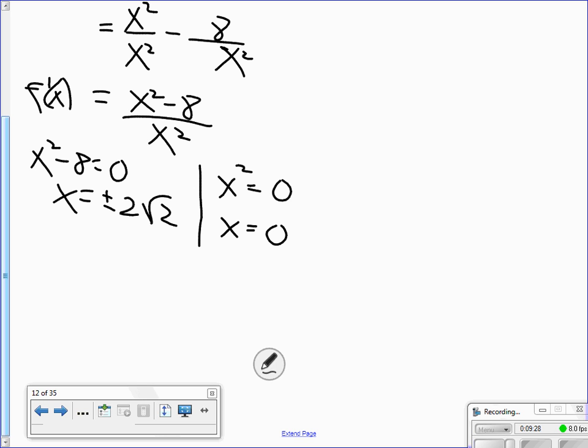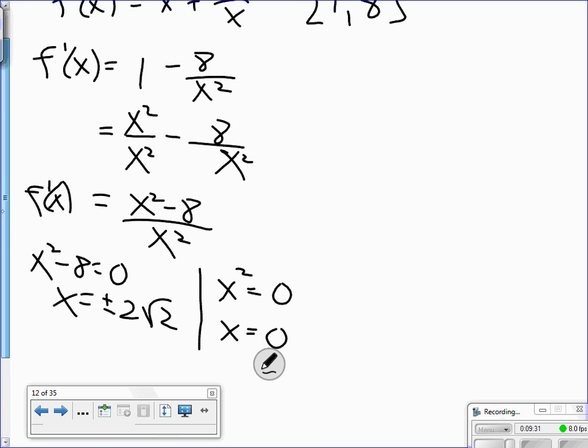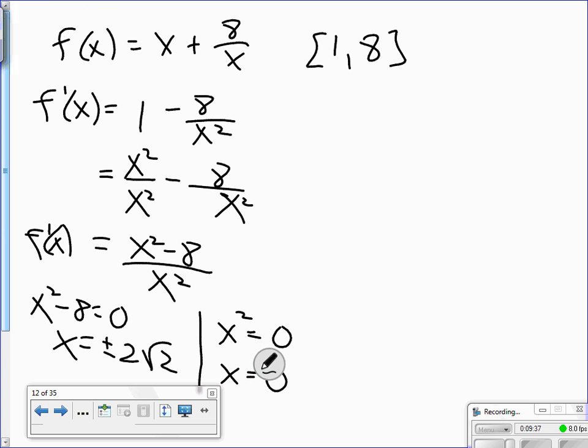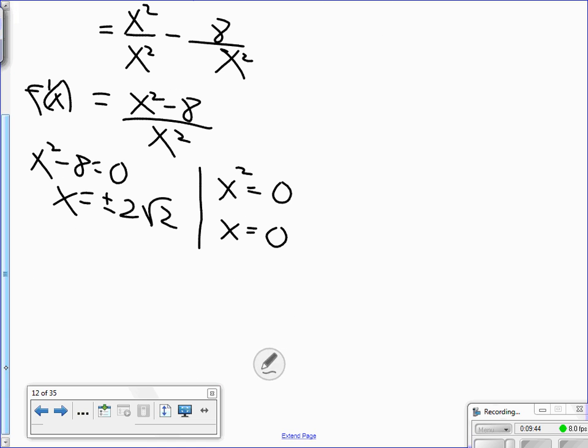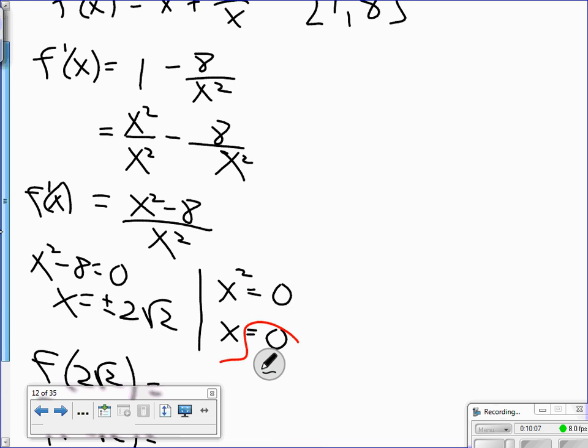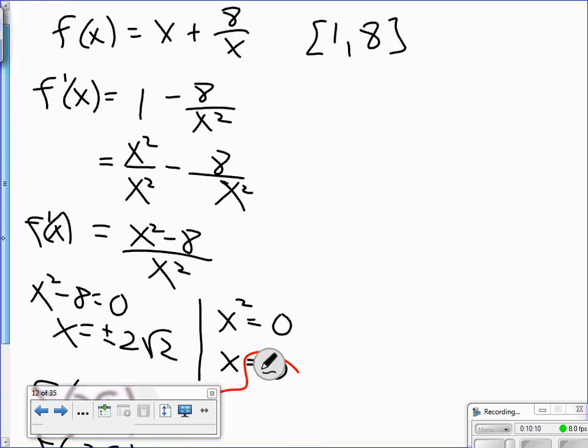Oh, this one is not even in the domain, is it? The 0. There's no way we can have a max or a min at a point that's not even on the graph. 0 is not in our domain, so we can forget about it. We're not going to have a max or min at a point that's not on the graph. So really all we have to do is plug the positive 2 root 2 and the negative 2 root 2 into our function. Those are candidates.